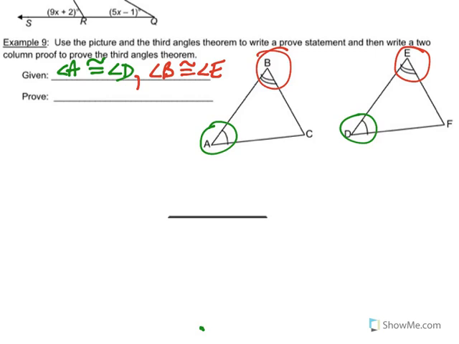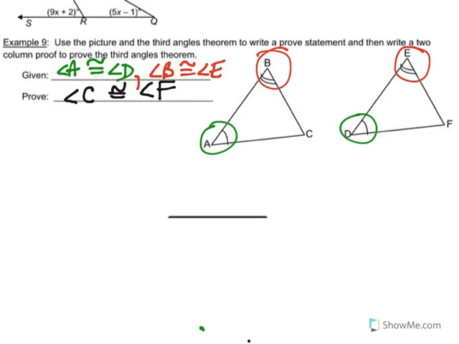We want to prove that if A is congruent to D and B is congruent to E, then the third angle C is congruent to angle F. So let's go through a quick little proof to do that. Now, I don't know why this line is right there in the middle of my page, but we're going to have to work around it.